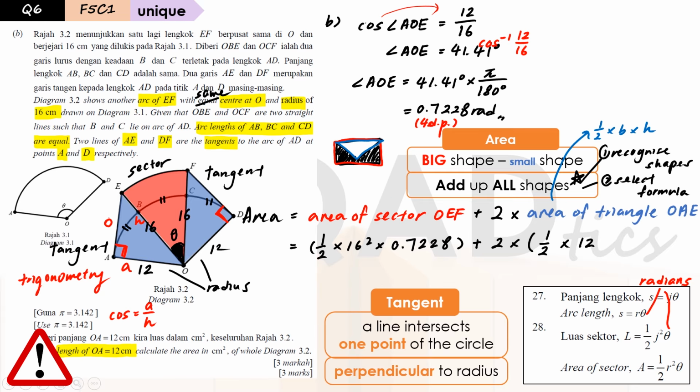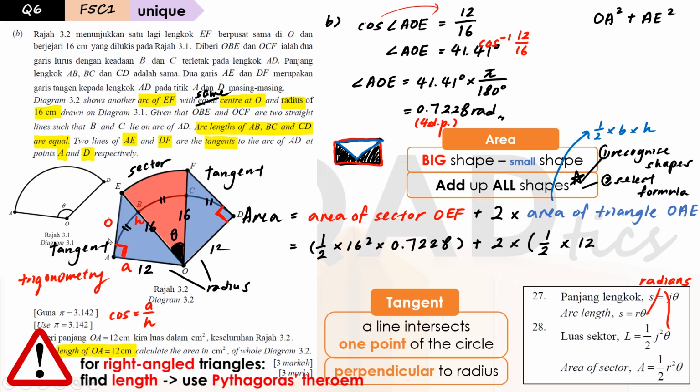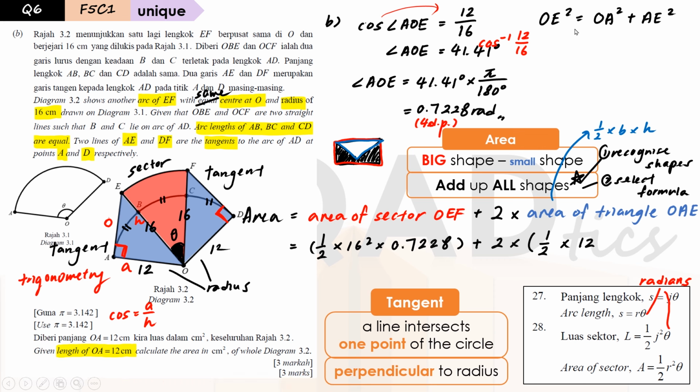So to find the length of one of the lines in a right angle triangle, we can use the Pythagoras theorem. Okay, so let's use Pythagoras theorem to find out the length AE. For Pythagoras theorem, it would be the length of these two lines, OA and AE. We square them, we add them up together, it would be the length of the hypotenuse squared, or OE squared. Okay, so now let us put the lengths that we have inside this equation here. So OE is 16, OA is 12, and now we need to find AE squared.